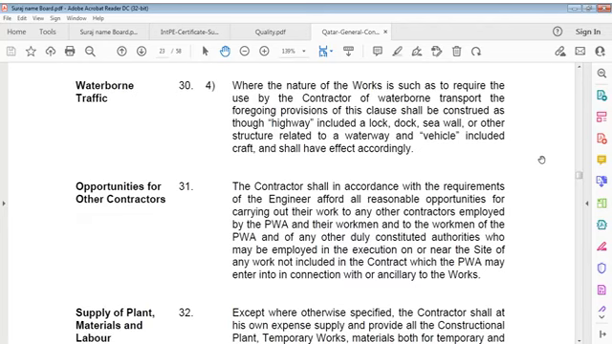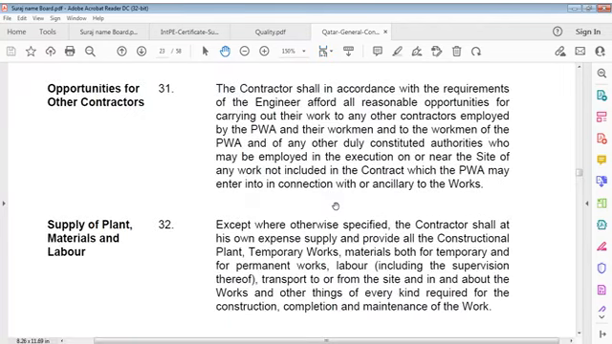The contractor shall, in accordance with requirements of the engineer, afford all reasonable opportunities for carrying out their work to every other contractor employed by the client and their workpersons, and to workpersons of the client and of every other duly constituted authorities who may be employed in execution on or near the site of whatever work not included in the contract.